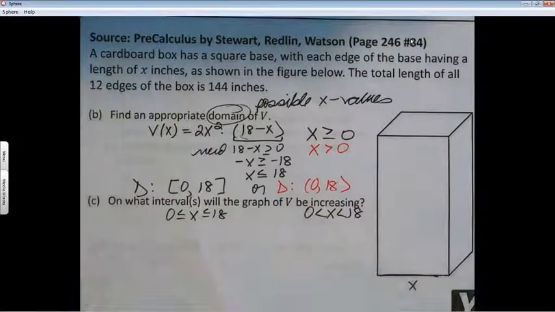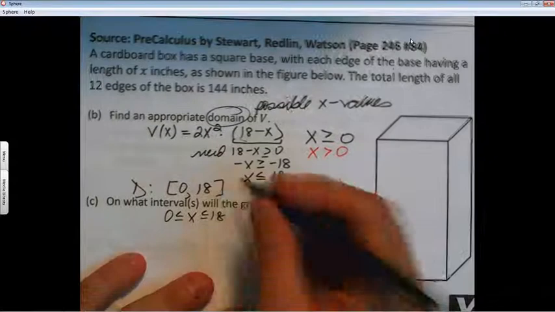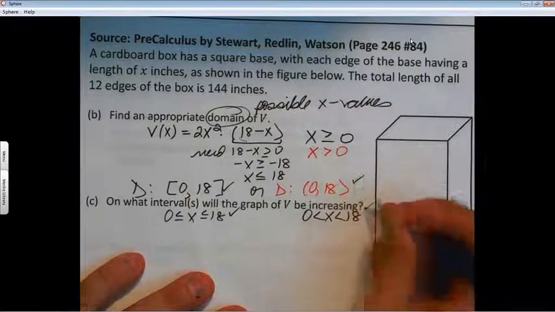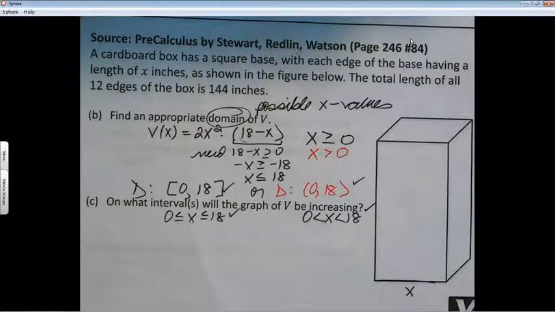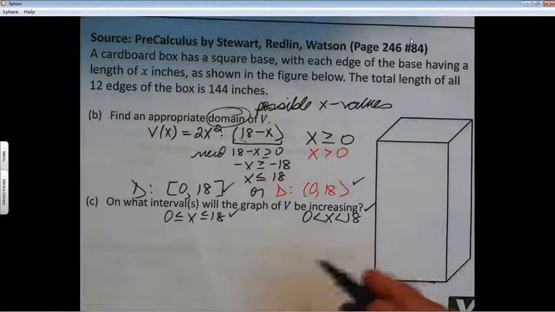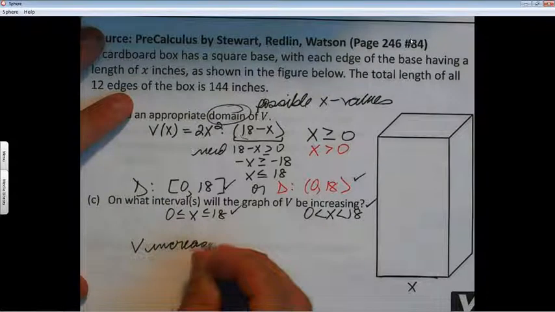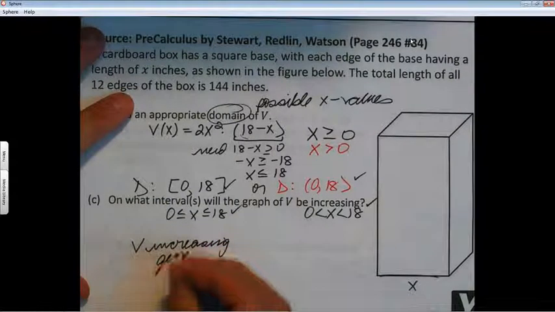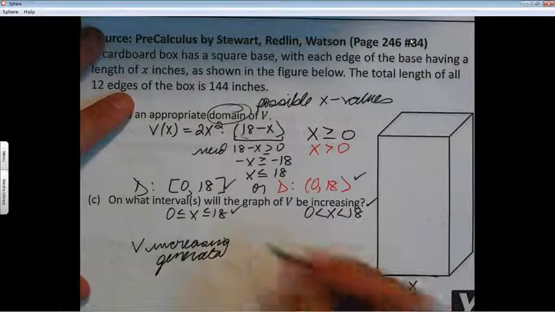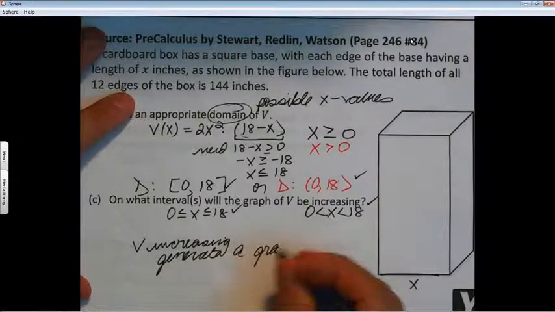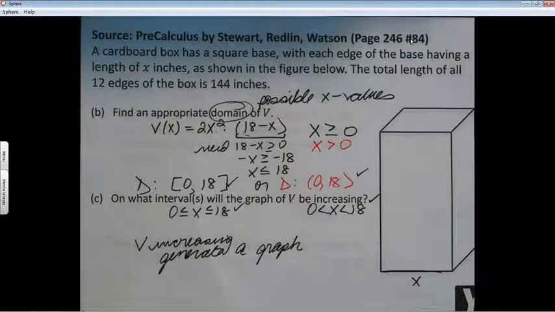Depending on your teacher, they might say that the domain is the open interval, 0 to 18. Here I'm using interval notation in both cases. If you would prefer to write it as an inequality, you could write the first one as 0 less than or equal to x less than or equal to 18. You could write the second one as 0 less than x less than 18. Any one of these 1, 2, 3, 4 answers would be perfectly acceptable as the domain answer in part B.